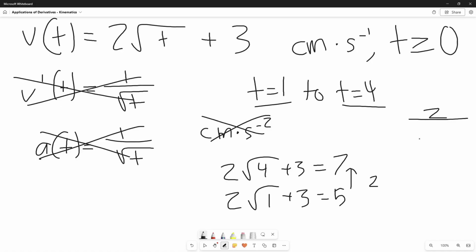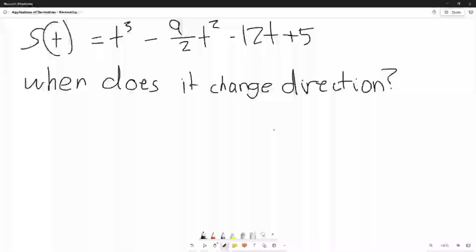So we have a rise, and we need to calculate our run first, which is pretty easy. It's just 4 minus 1, which is 3. So that means our average acceleration over t equals 1 to 4, or 1 second to 4 seconds, is 2/3 centimeters per second, or centimeters times second to the power of -2, is our unit.